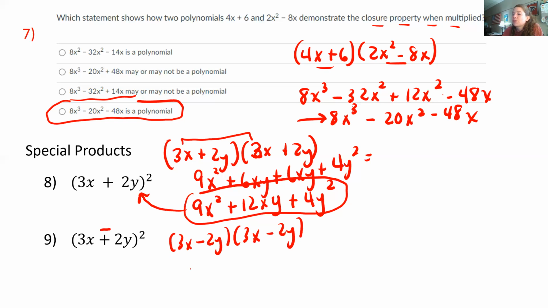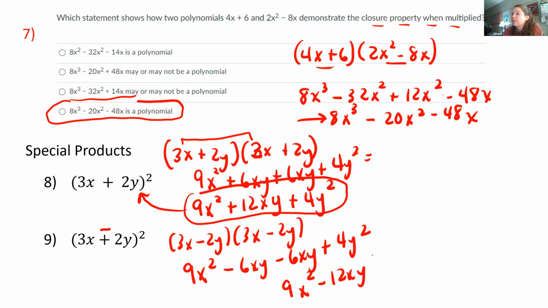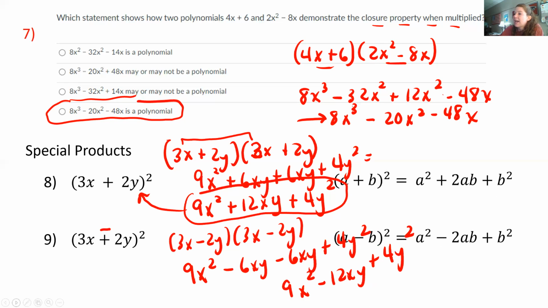Well, if you multiply everything together, 6xy minus 6xy plus 4y squared. So we're going to get 9x squared minus 12xy plus 4y squared. And see how similar these two are? The only difference is that minus sign right here.